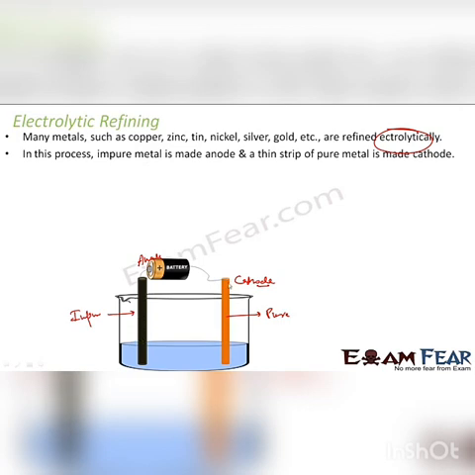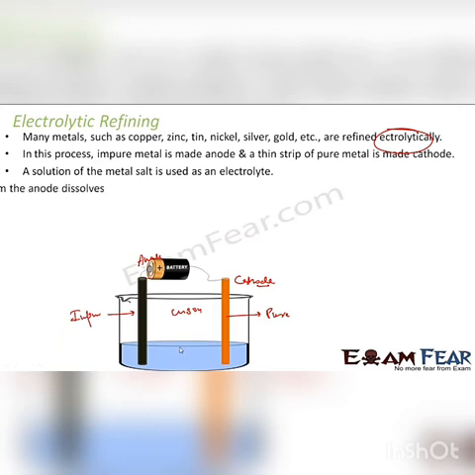This is a very thin strip of metal, and this is actually thick. I should have made this one bigger actually. It's okay. So there's a very thin strip of pure metal and a very thick strip of impure metal. Pure at the cathode and impure at the anode. And then a solution of metal salts is used. This is copper, so I'll use copper sulfate, CuSO4. So this is a copper sulfate solution.